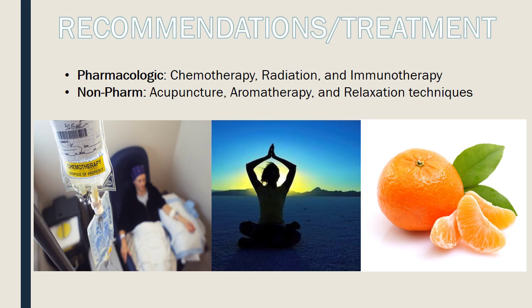Pharmacologic treatment of lymphoma may include chemotherapy, radiation therapy, and immunotherapy. Chemotherapy is a drug treatment that uses chemicals to kill lymphoma cells. Radiation therapy kills cancerous cells using high-energy beams that are directed at specific points on your body. Immunotherapy is a drug treatment that helps the body's immune system fight cancer.